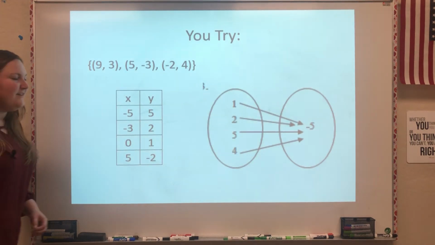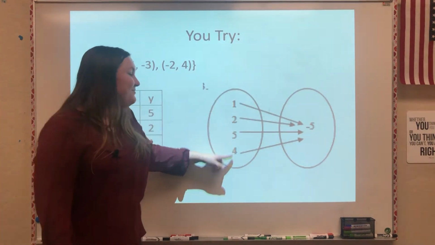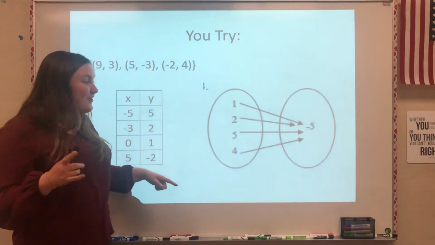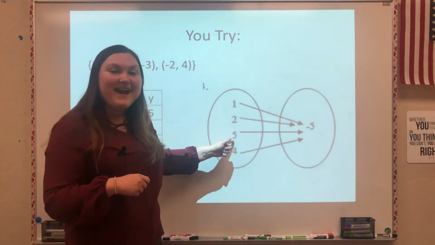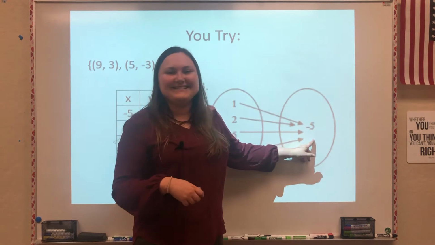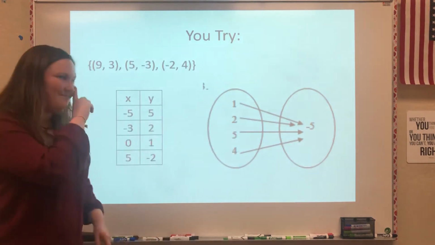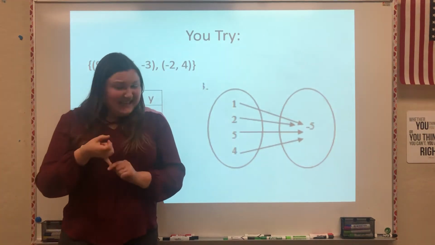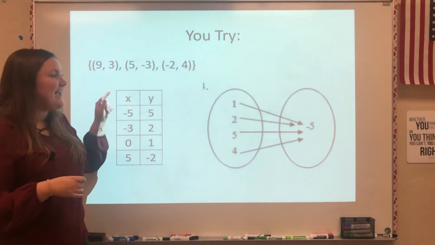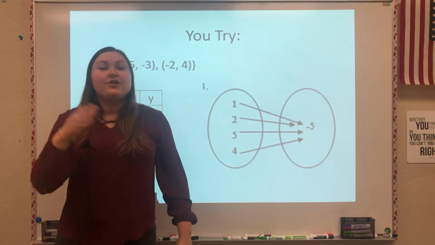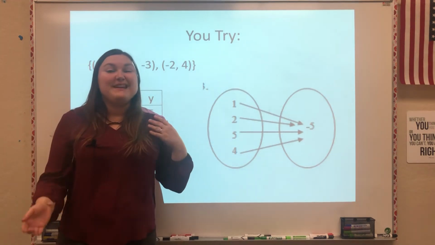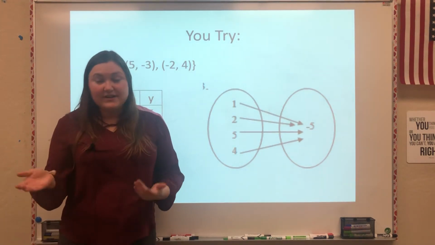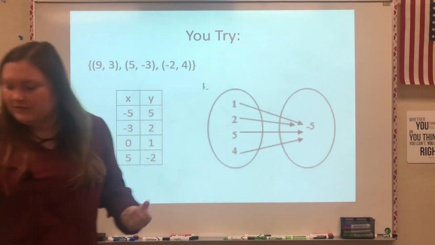All right. Hopefully when you listed that domain, you listed these in ascending order. So you wrote 1, 2, 4, 5, and then the range is nice and easy. It's just -5, only one number. At this point, we've gone over what a function is, and then we've learned how to identify domain and range. The rest of this is going to be on how you identify if something is a function, because not everything is going to be a function.